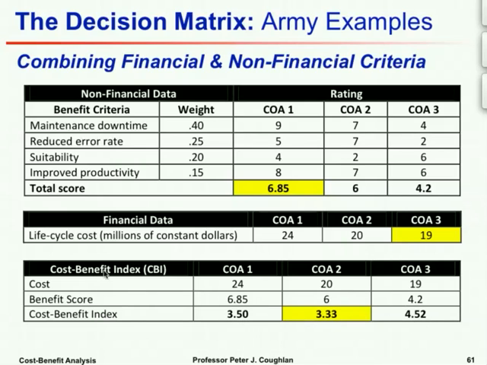Notice, again, when using cost benefit index, this is cost per benefit. So you want to have a low score. So in this case, the course of action 2 has the lowest score, 3.33. So that, in other words, gives a benefit of 6 at a cost of 2. So that's the $3.33 million per point of benefit. And so that's one way, and this is an example of combining the cost data or financial data with the non-financial data without actually including the financial data in the decision matrix.